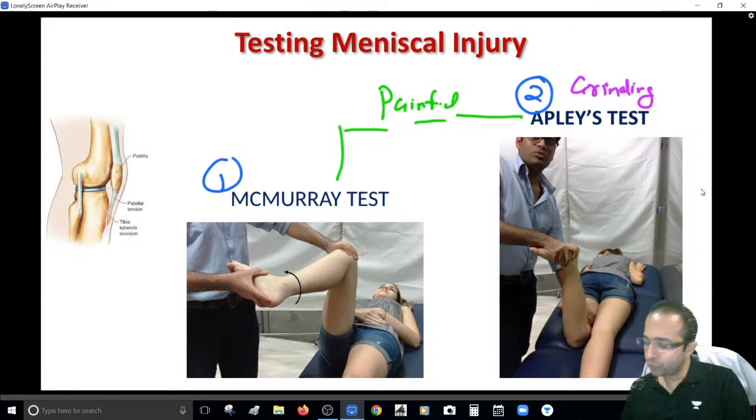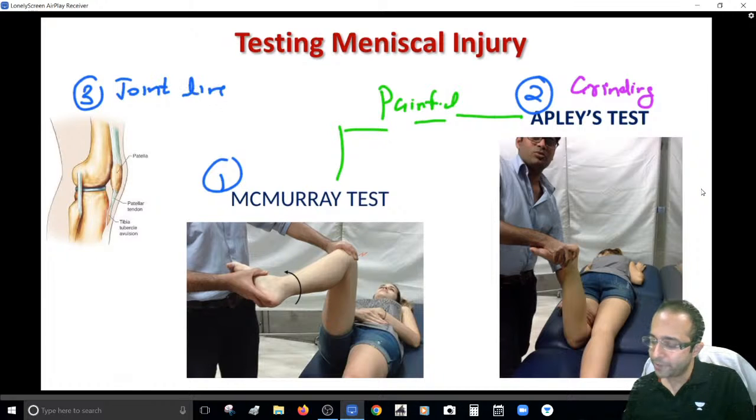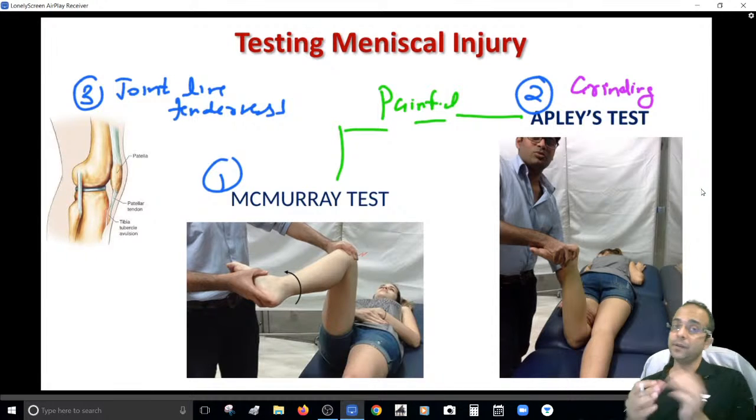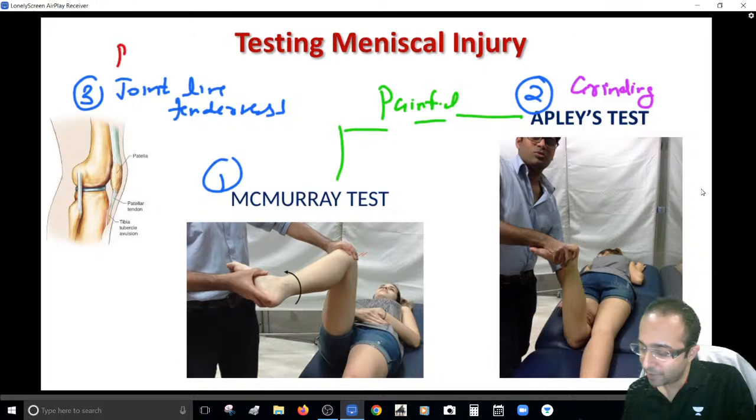So a better way to check for the meniscus is just to look for joint line tenderness. See, the joint line is all formed by the meniscus. A collateral ligament is just a vertical strip. So you are pressing along the joint line, you find tenderness, it is a meniscal tear, and joint line tenderness is taken to be the best way to check for meniscal injury.